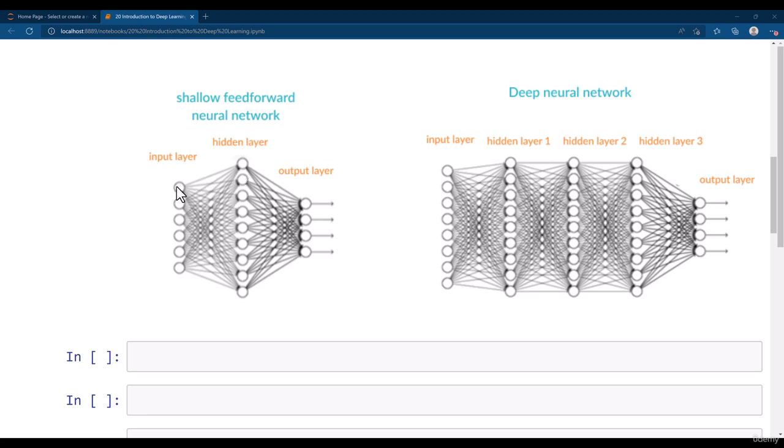So whatever input is coming to these input layers becomes the output here, and the output of this neuron becomes the input of the forward layer. The same thing happens when you have a deep neural network. The output of the input layer becomes the input of hidden layer 1, and the output of hidden layer 1 becomes the input of hidden layer 2, and so on. And at the last stage you get the output layer.